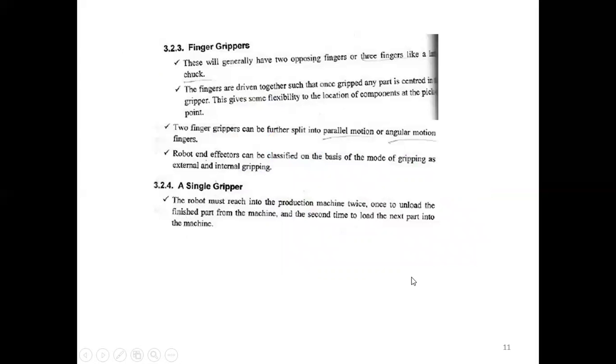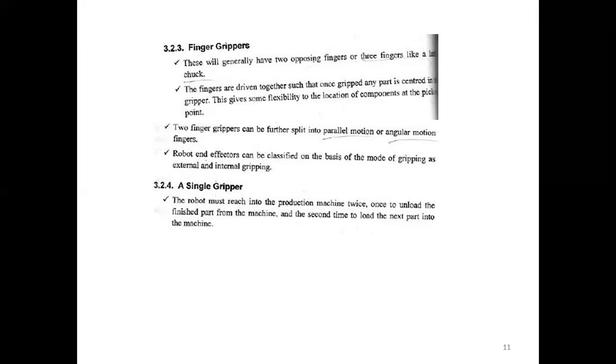Finger grippers generally have two opposing fingers or three fingers like a chuck. The fingers are driven such that once gripped, any part is considered in the grip. This gives some flexibility to the location of components at the picked point. Two finger grippers can be further split into parallel motion or angular motion fingers. Robot end effectors can be classified on the basis of the mode of gripping as external and internal gripping.